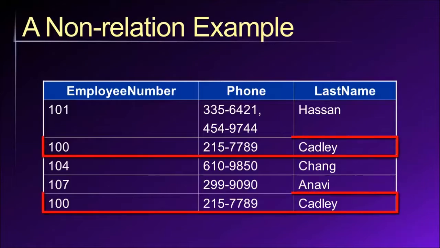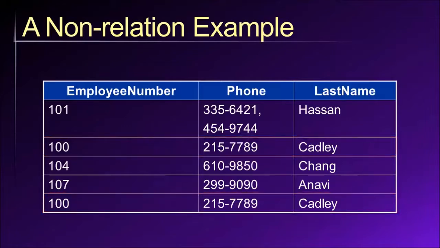We see that we have 2 rows which have employee number 100, a phone number of 215-7789, and a last name of Cadley. Remember that when all of the values for a row are considered together, there must be something that is unique about the row. No 2 rows can be identical to each other. If they are, the table does not qualify as a relation.